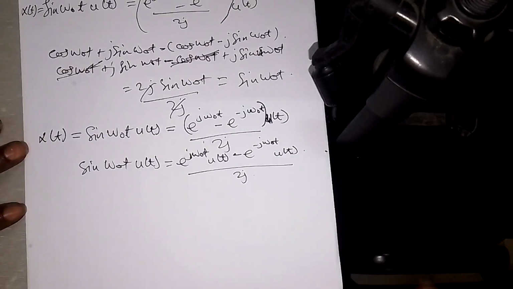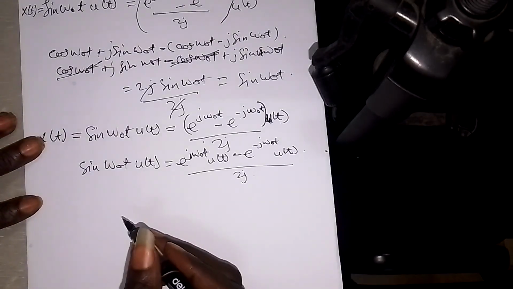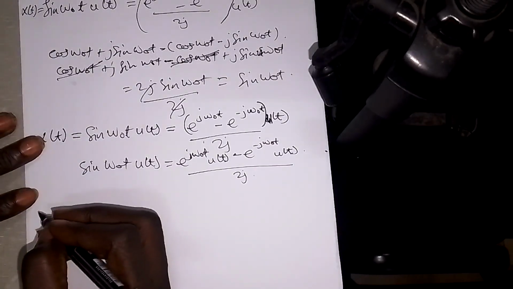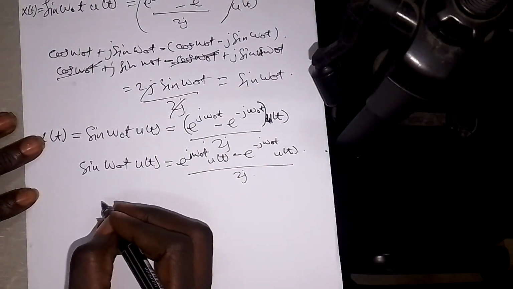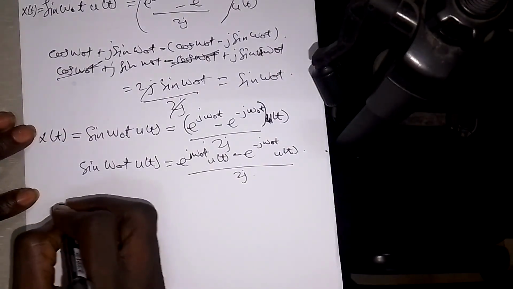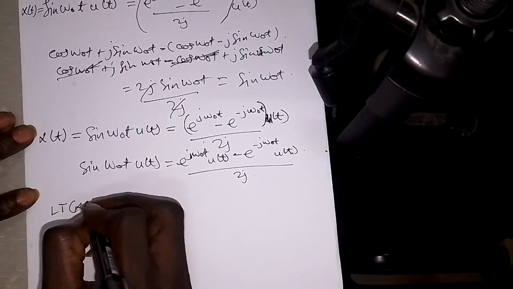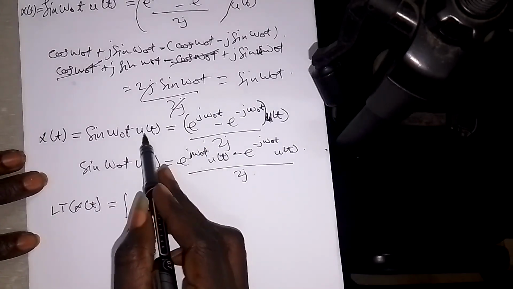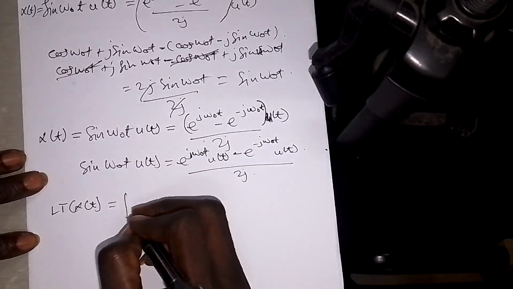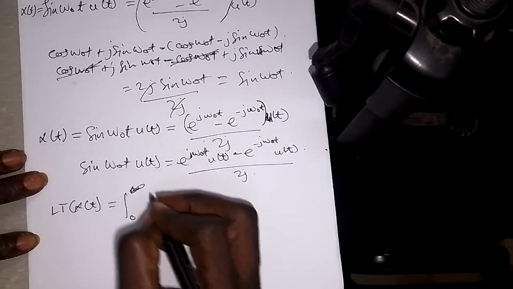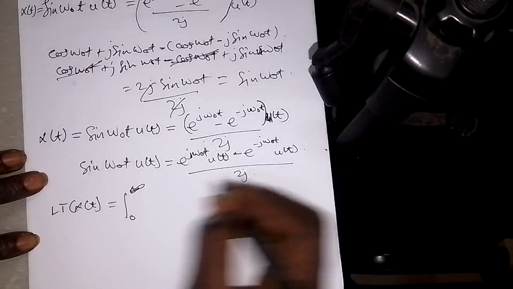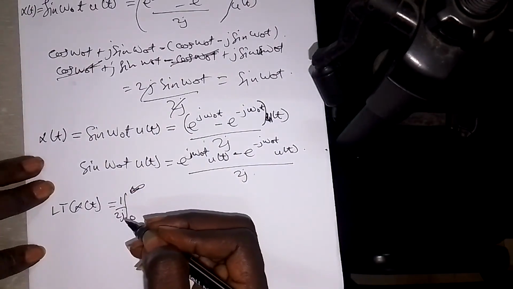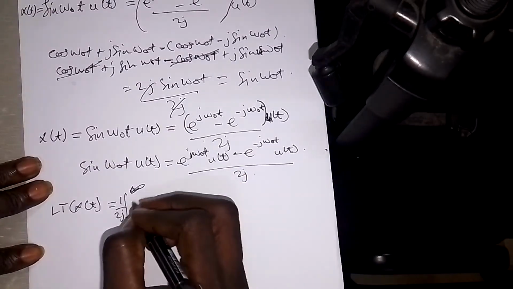Now if I have this one, basically, just like the way I did the other ones, you can just do it straight away. If you want the Laplace transform of x of t, then you're going to have an integral. You see that the signal starts from 0, so I have 0 to infinity. With respect to this signal, I can bring 2j out, so 1 over 2j can come out.